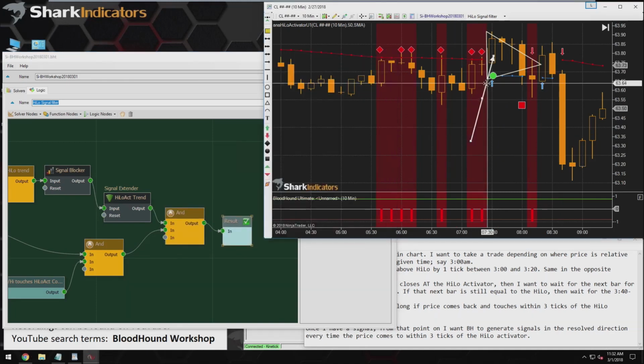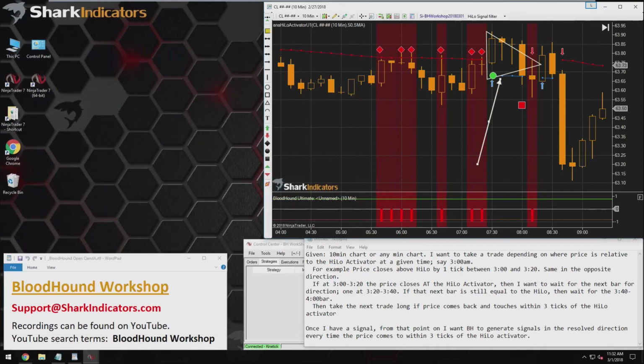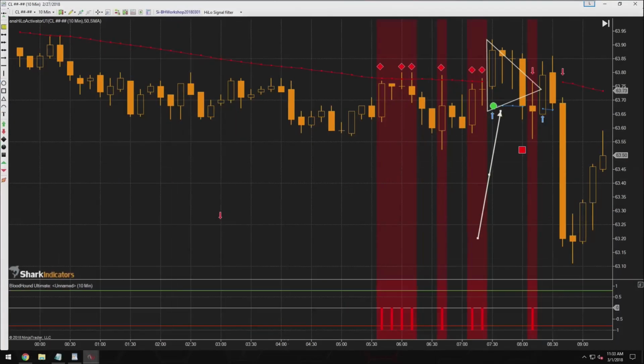And there we go. Okay, so now there's no more signals here when the high-low indicator has flipped, or when the trend is flipped. Okay, so let's see. All right, so we can give that a name here. All right, I think that'll do it.